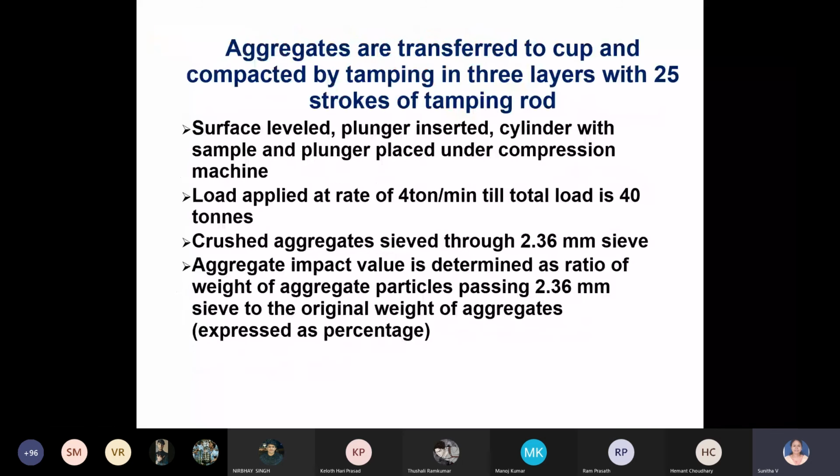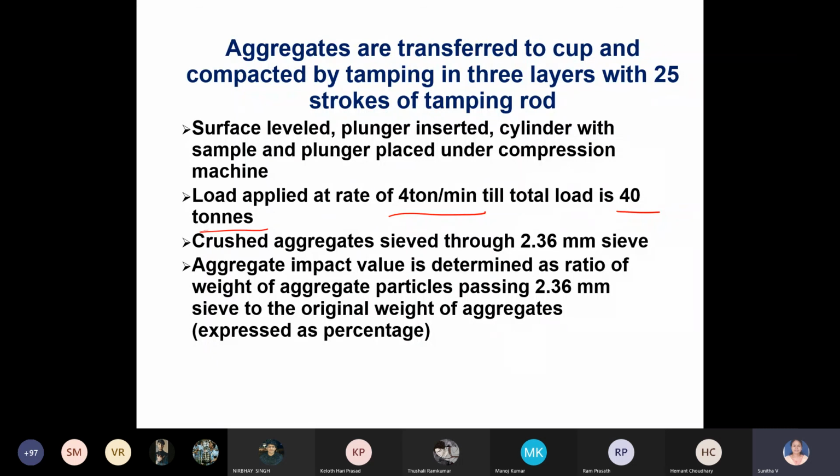Then it should be kept under the compression testing machine. Apply the load at the rate of 4 tons per minute, for 10 minutes. So the total load applied is 40 tons. This is important: apply the load at 4 tons per minute for 10 minutes, so that a total of 40 tons is applied.